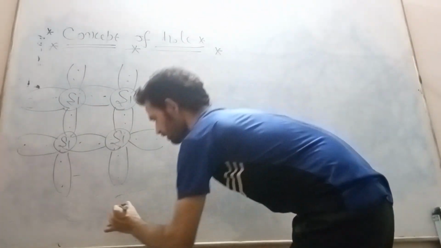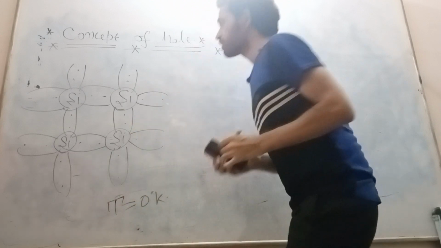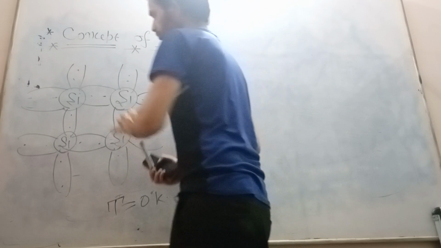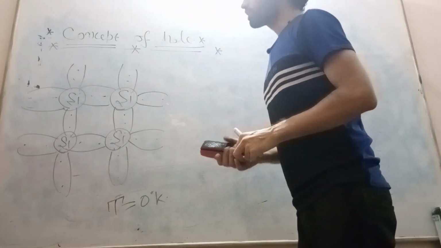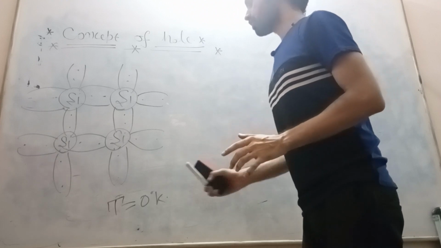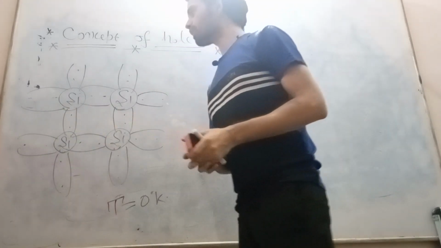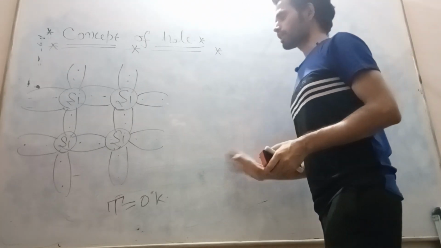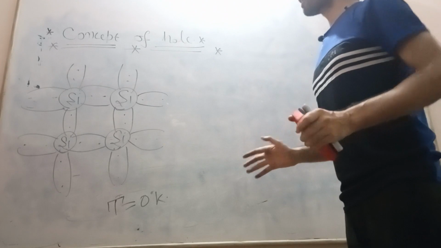Let us say this is at 0 degree Kelvin. In this case this solid or crystal is neutral, because nothing is free, no particle is able to move here, so there is no conduction, nothing is going on. So at 0 degree Kelvin it is electrically neutral.